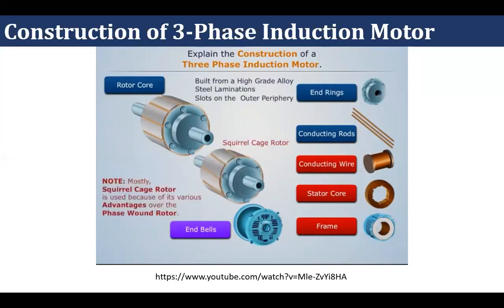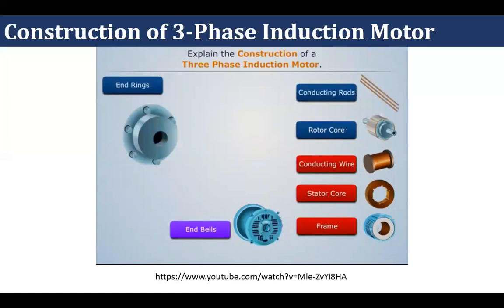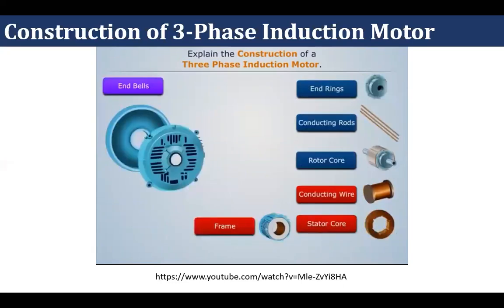Note that mostly squirrel cage rotor is used because of its various advantages over the phase-wound rotor. Conducting rods are heavy bars made of copper, aluminum or alloys and are used as a rotor winding. And the end rings are made up of copper, aluminum or alloy rings and are used to short circuit all the winding rods on the core. And the end bells are made of the same material as that of the frame. It is also used to protect the motor on the two sides.